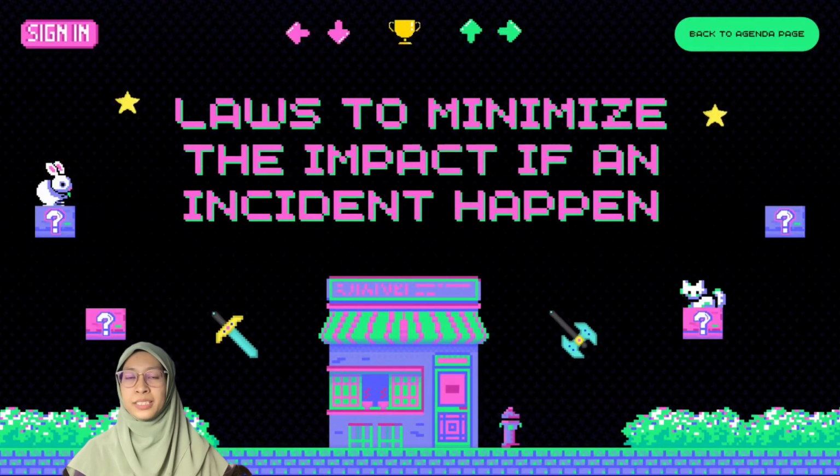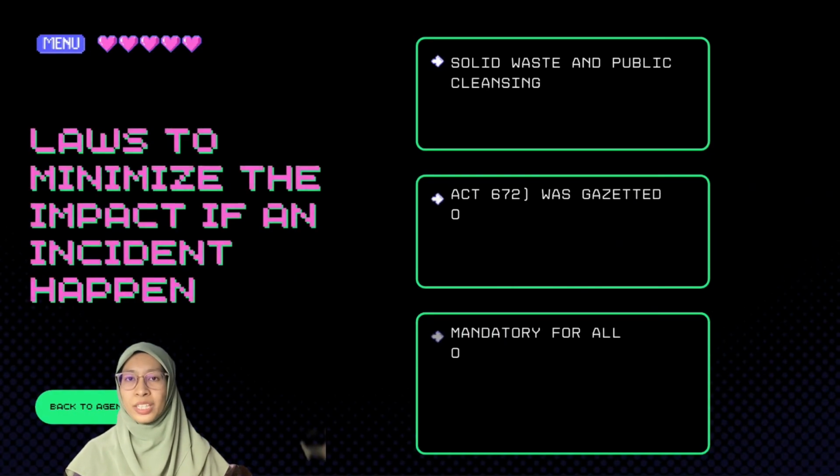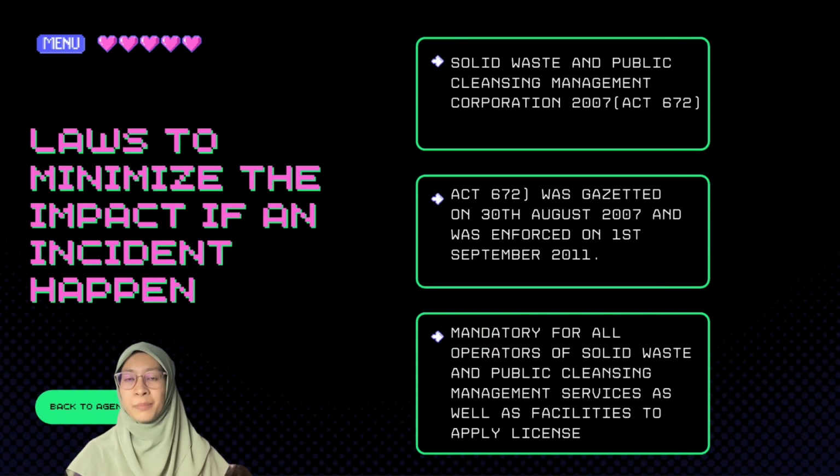Laws to minimize the impact of an incident: the Solid Waste and Public Cleansing Management Act 2007, Act 672. The Act was gazetted on 30th August 2007 and was enforced on 1st September 2011.